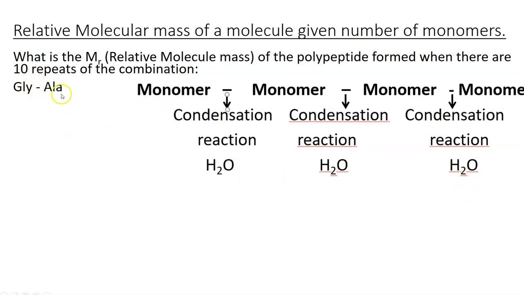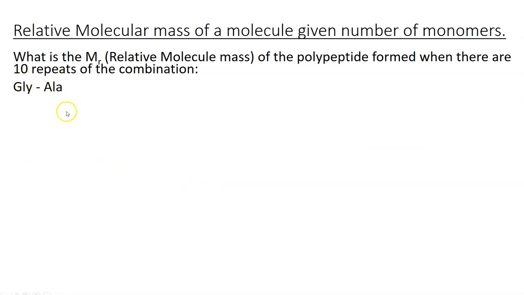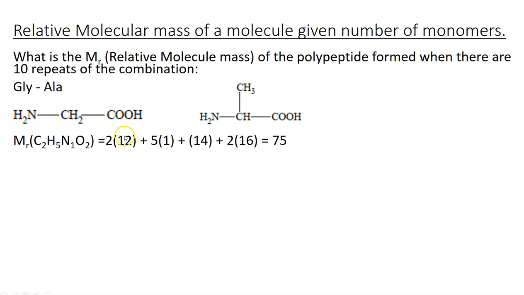We've got 10 repeats of this, so this could be glycine and alanine 10 times over. So you'll have 10 repeats of 2 amino acids, which means you've got 20 amino acids altogether. And if you've got 20 amino acids altogether, then you'll have 19 water molecules lost. So we just need to look up your data booklet and find your glycine and find your alanine, and then count how many carbons, so what's the relative molecular mass of this and this. So you've got 2 carbons, 2, 4, 5 hydrogens. Don't forget this little nitrogen here, and then the 2 oxygens.